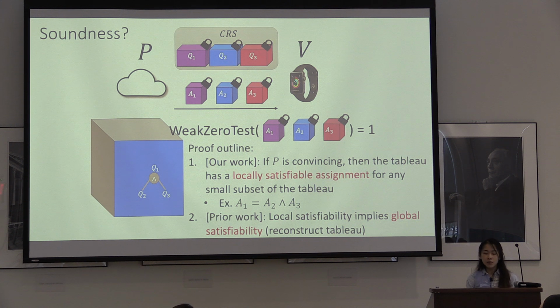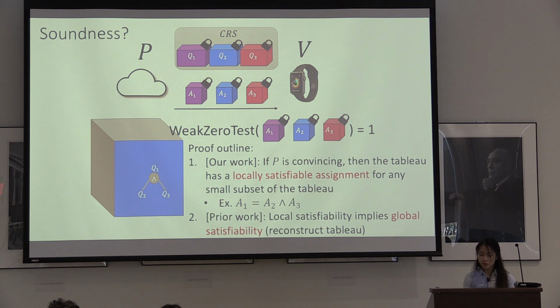And then the second step is going from what's called local satisfiability to global satisfiability. This has been studied in a lot of previous works in the context of not only deterministic computations, but also non-deterministic computations, in particular bounded space computations and RAM computations. These works show that if you have a tableau that has this local satisfiability property, then you can reconstruct the entire tableau so it's globally satisfied. And if that's the case, then the computation must be true. This is how you can show soundness for these schemes. So together, if you combine 1 and 2, then our scheme is sound.